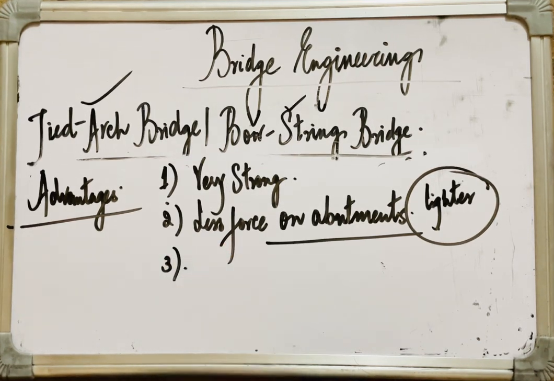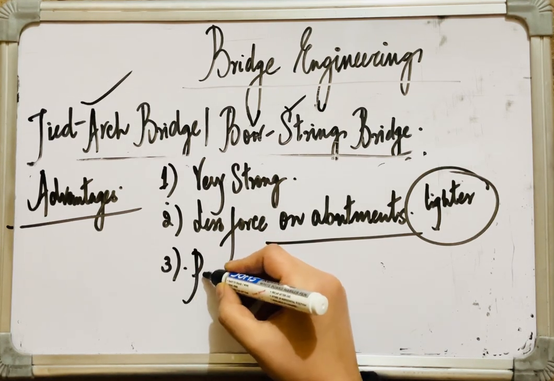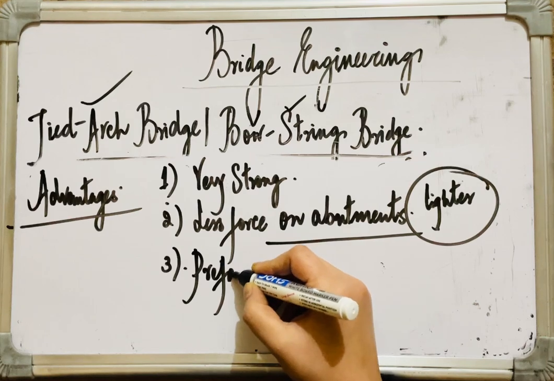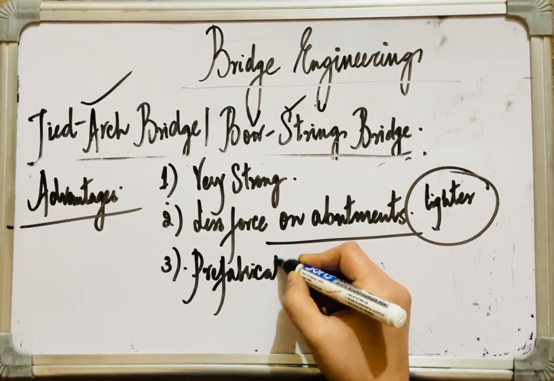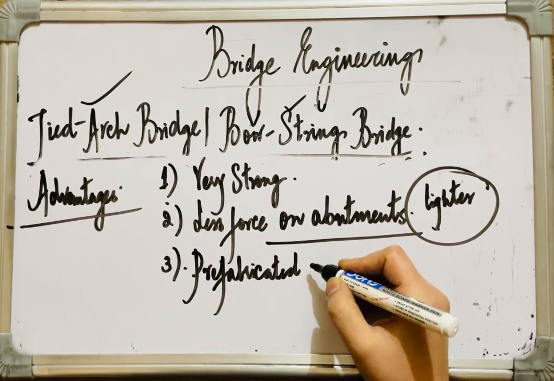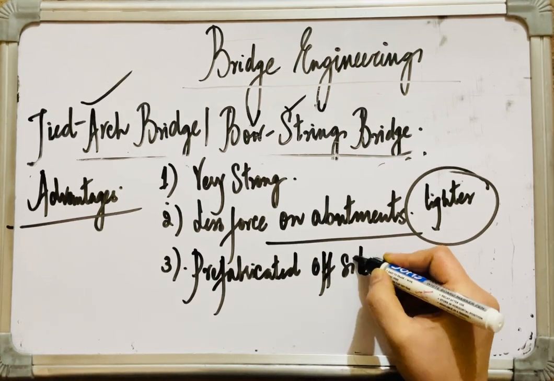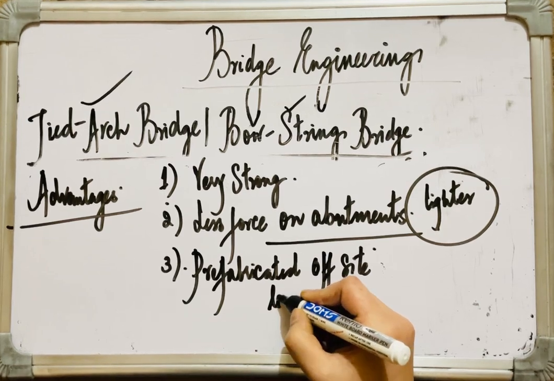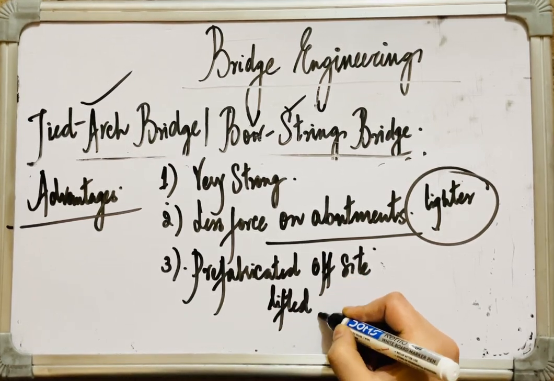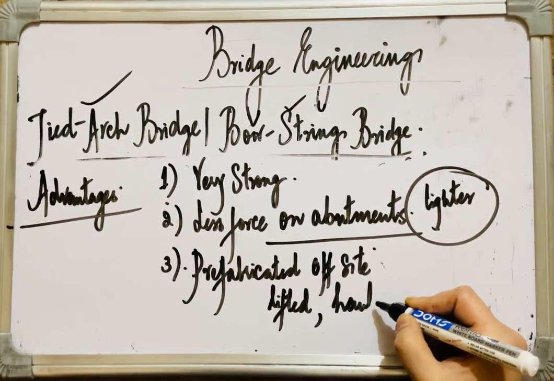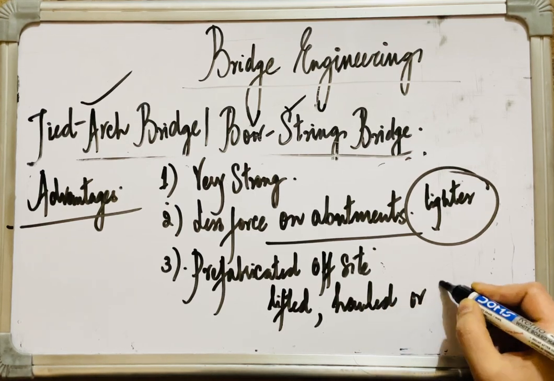Third one, they can be built off-site and transported by subsequently lifting them, hauling them, or floating them into place. All right, they can be prefabricated off-site and can be subsequently lifted, hauled, or floated into place.